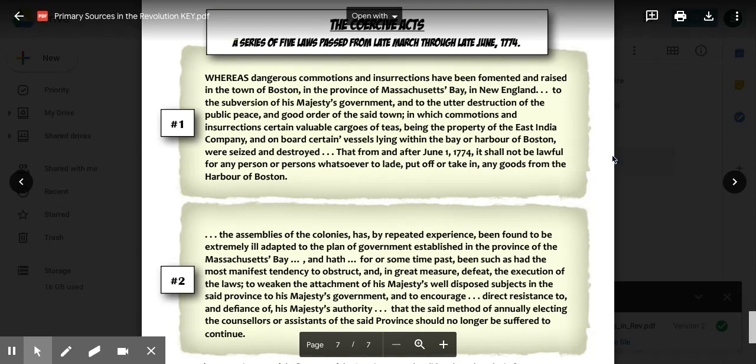It says here, whereas dangerous commotions and insurrections have been fomented and raised in the town of Boston, in the province of Massachusetts Bay, New England, to the subversion of His Majesty's government and to utter destruction of the public peace and good order of the said town, in which commotions and insurrections, certain valuable cargoes of teas, being the property of the East India Company, and on board certain vessels lying within the bay or harbor of Boston were seized and destroyed.